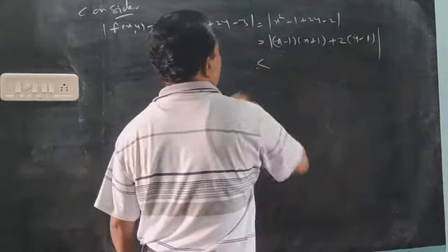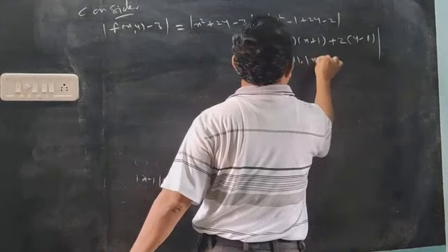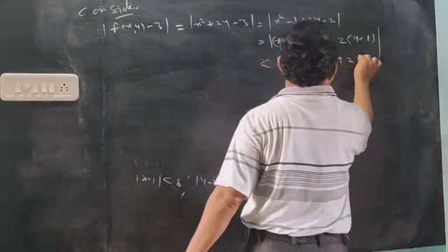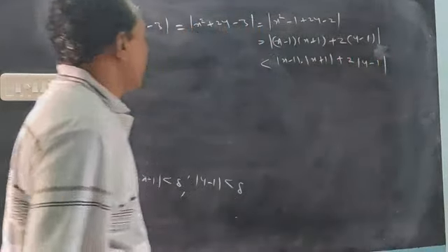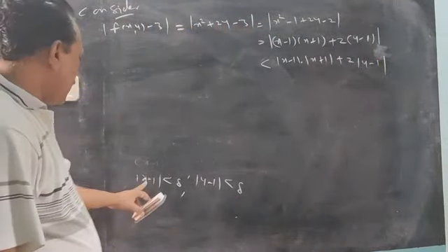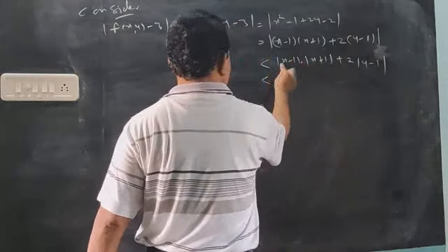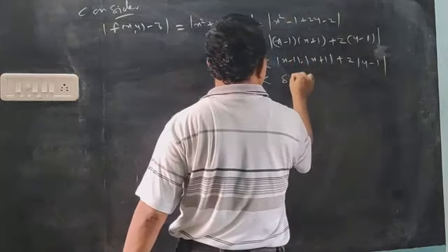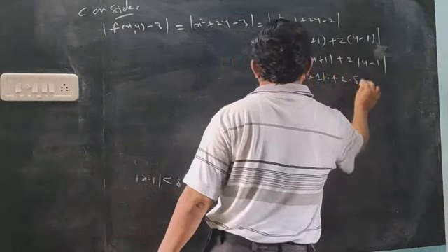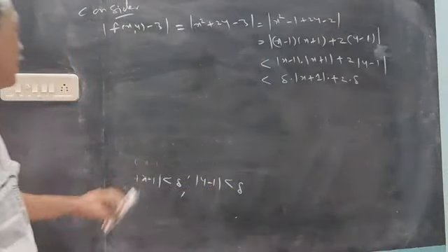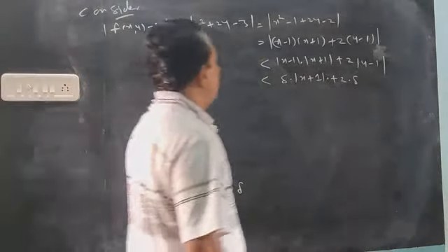Separating now, it is less than or equal to mod of x minus 1 times mod of x plus 1, plus 2 times mod of y minus 1. We know only x minus 1 and y minus 1, both less than delta. Now the problem is that x plus 1 we do not know.